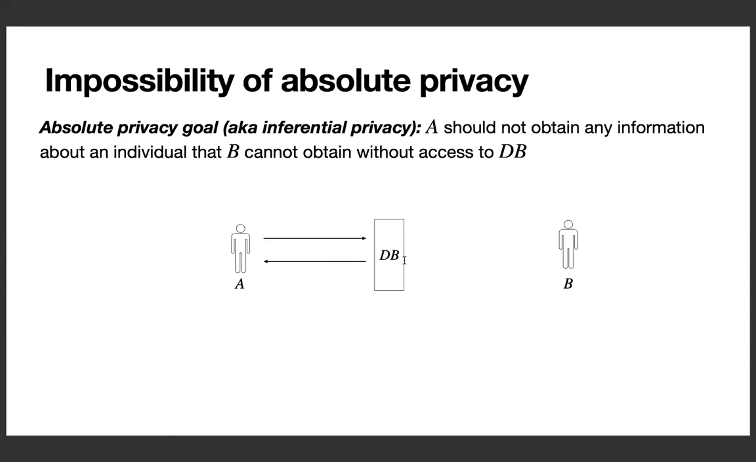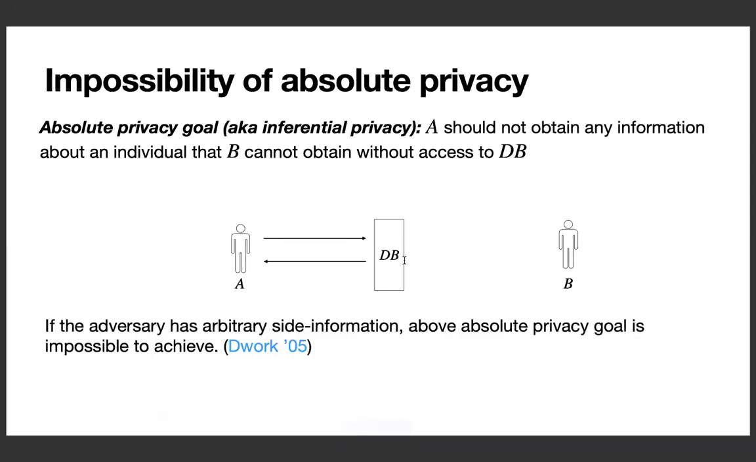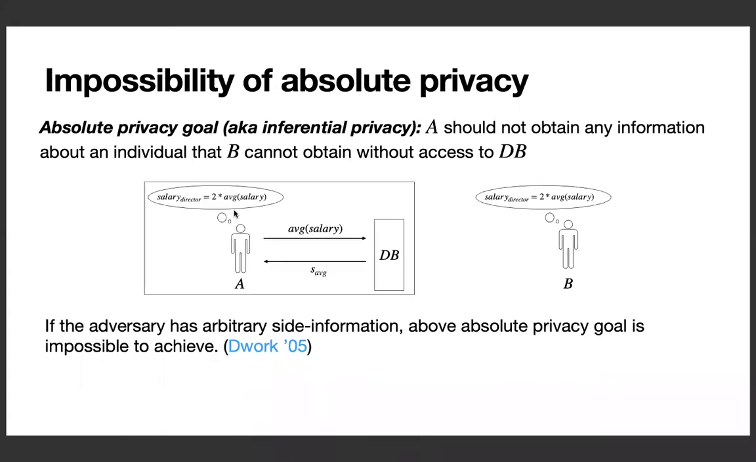But this was shown to be impossible to achieve, especially if the adversary, whoever is talking to the database, has an arbitrary amount of side information. If the adversary has arbitrary information, this is impossible to achieve. I'll give you a very simple example of that. Suppose that it is common knowledge that the salary of the director of a company is twice the average salary of all employees. Now, for a person B, that is all the person knows, right?